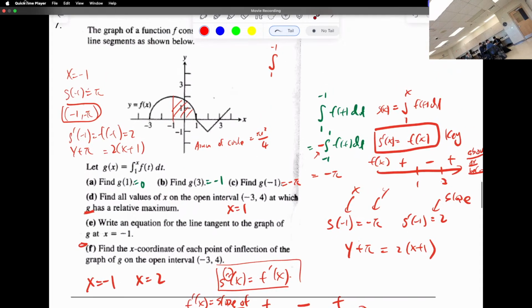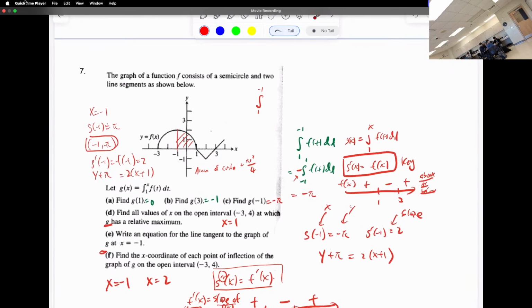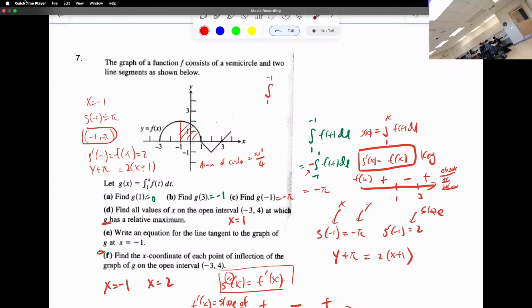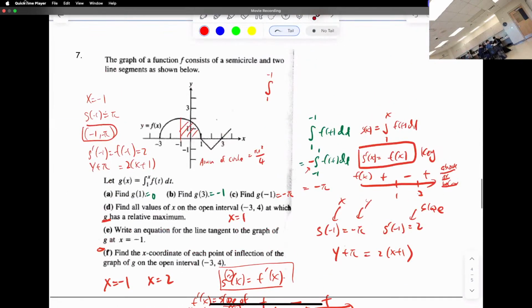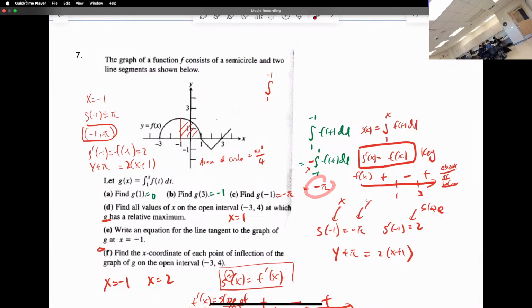The first one, g of 1 is equal to 0 because that's just integration from 1 to 1. That should be very easy. With g of 3, it should get -1 because they're below the x-axis, and the two half spaces become -1. Now g of -1 is actually negative pi because you gotta change your orientation. If you change your orientation, you become negative from -1 to 1 of f(t) dt. So this part becomes this, and this one becomes negative pi.